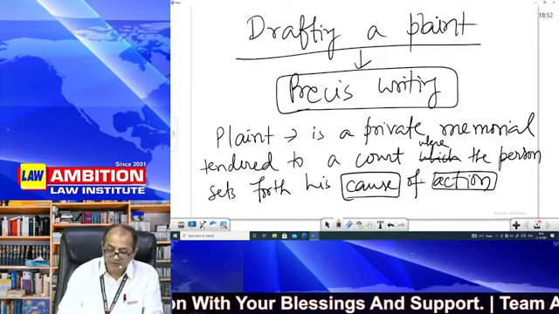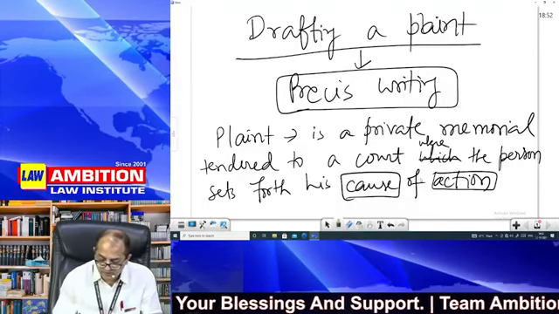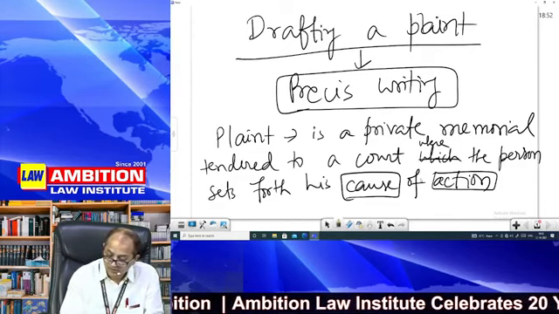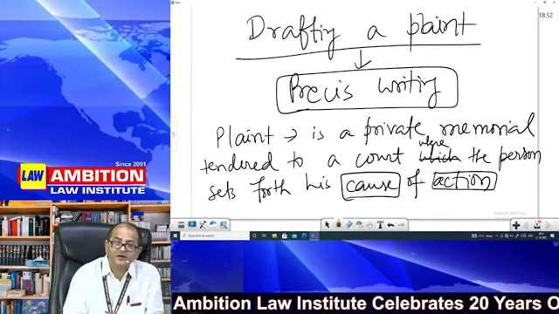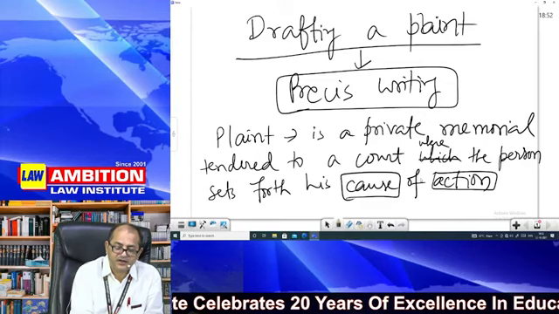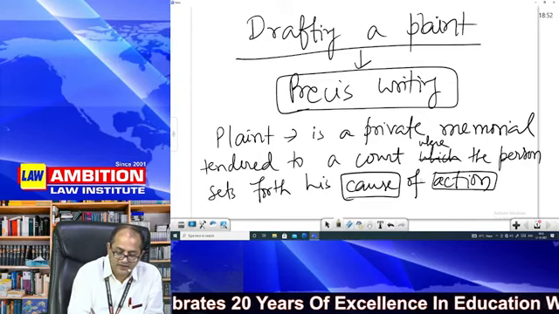Plaint is a private memorial tendered to a court where the person sets forth his cause of action. And it has a very important object. The object is to enable the court to decide whether there is a cause of action or not. And furthermore, if a statement of the opposite party comes, that is called a written statement.